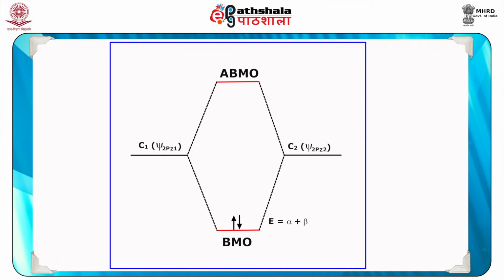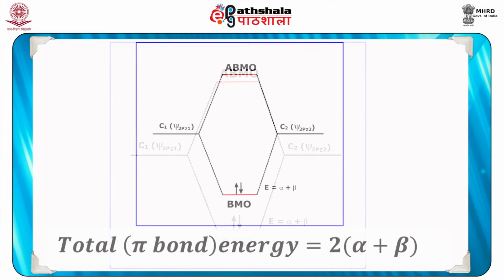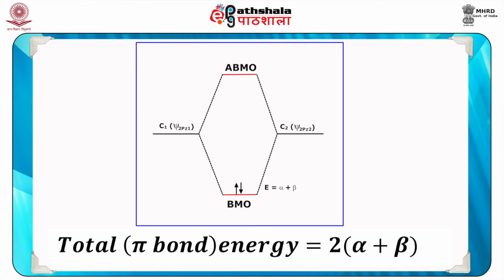And then at the top we have E is equal to alpha minus beta, which is referred to as the anti-bonding molecular orbital. Please note here that since there are only 2 pi electrons in the ethylene molecule, both these electrons are accommodated in the bonding molecular orbital, and the anti-bonding molecular orbital is vacant. Since both the electrons are in the bonding molecular orbital with energy alpha plus beta, the total pi bond energy of the ethylene molecule will be 2 alpha plus 2 beta.